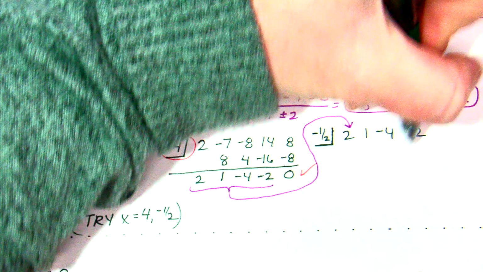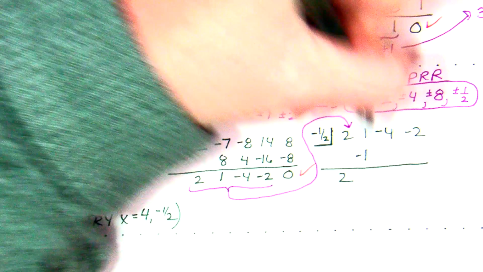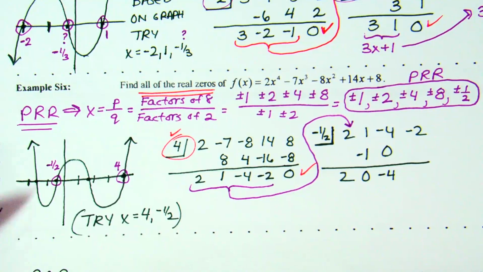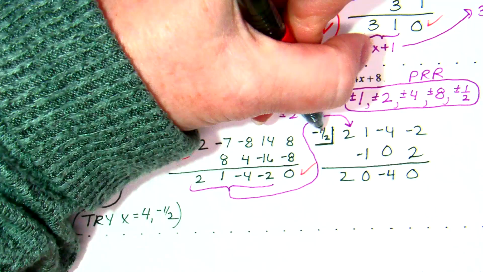Drop my 2. Negative 1/2 times 2. Half of 2 is 1, and it's negative. 1 plus negative 1, 0. Negative 1/2 times 0, 0. Negative 4 plus 0, negative 4. Negative 1/2 times negative 4, 2. Negative 2 plus 2, 0. Okay, so negative 1/2, it works.